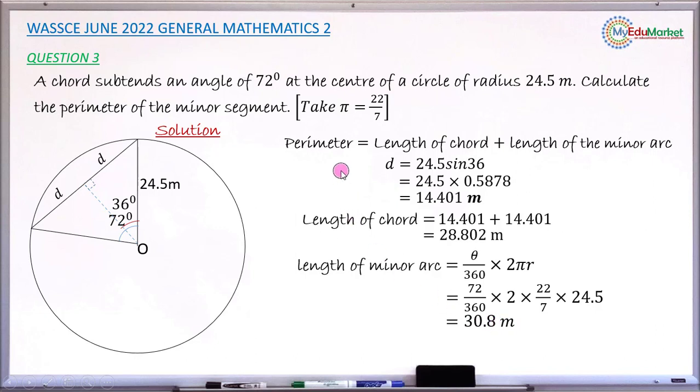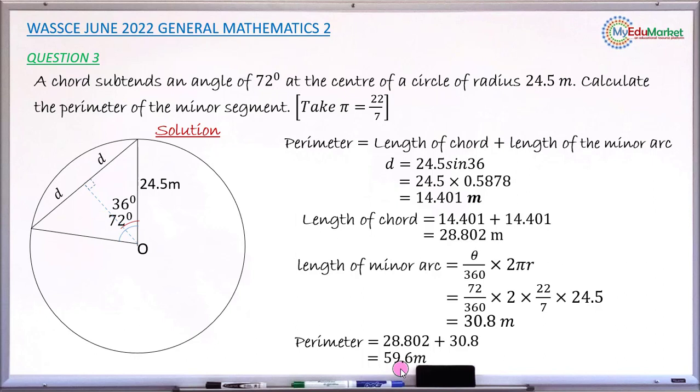So I'll go back to my formula for determining the perimeter of the minor segment. I'll now replace the length of the chord by 28.802 and the length of the minor arc by 30.8. That will give the perimeter as 28.802 plus 30.8. If this addition is done correctly, you now have the perimeter as 59.6 meters, and that answers this very question.